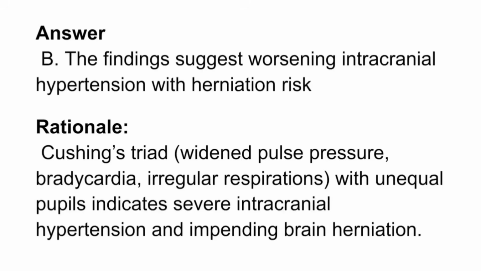Rationale: Cushing's triad, widened pulse pressure, bradycardia, irregular respirations, with unequal pupils indicates severe intracranial hypertension and impending brain herniation.